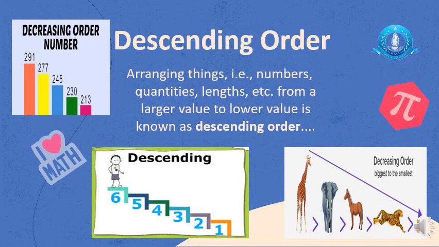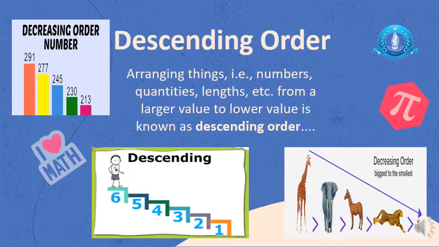Look at here, decreasing order number. Here we are moving down from big number to small number. When we move from big number to small number, this pattern will be descending order. Look at this picture. Now we are moving from biggest to small. You can see we are moving from biggest to smallest thing. Here we are explaining through things. When we are moving from biggest to smallest, it will be descending order.